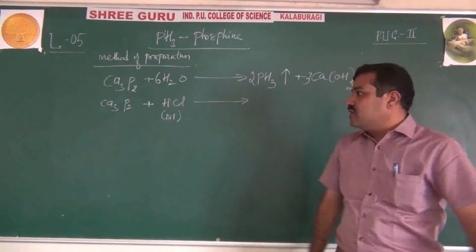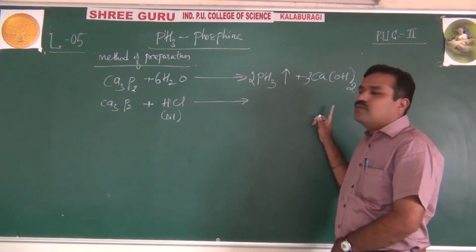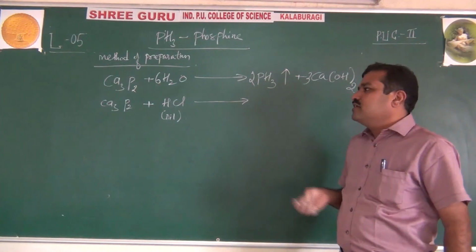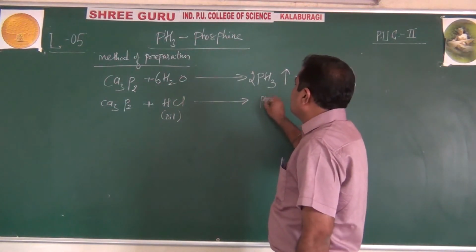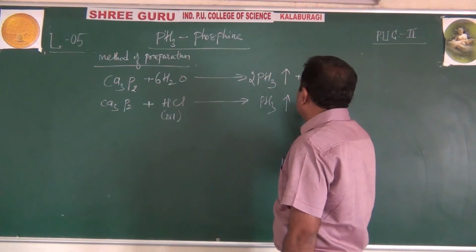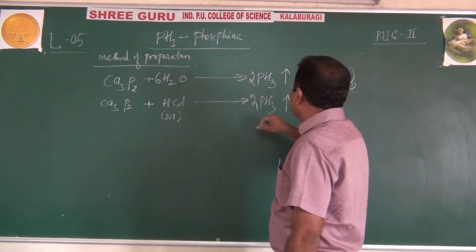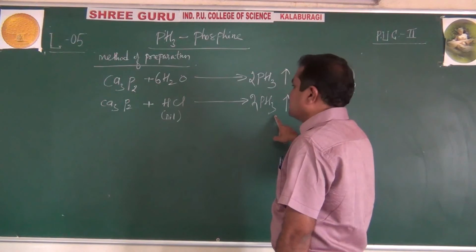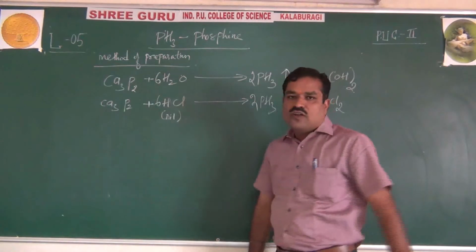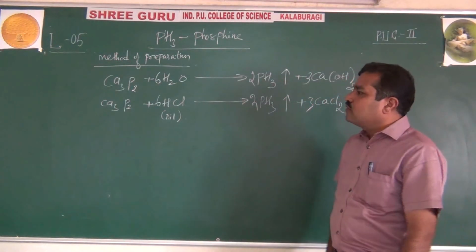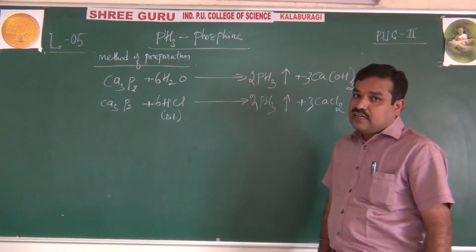Next, you can prepare phosphine by hydrolysis of calcium phosphide with water. We get phosphine and calcium hydroxide. Not only this, even by using dilute mineral acid, that is dilute HCl, you can get it. See, same thing, we get phosphine PH3 first, plus CaCl2, calcium chloride. Same 2 PH3, 3 CaCl2, 6 hydrogen atoms and 6 chlorine, therefore 6 HCl. This is one important method of preparation by hydrolysis, especially for Karnataka CET.